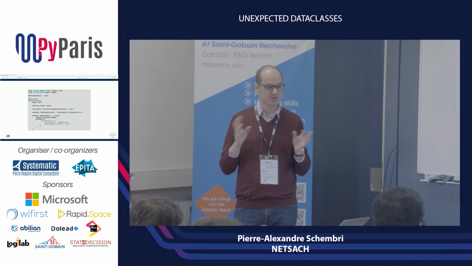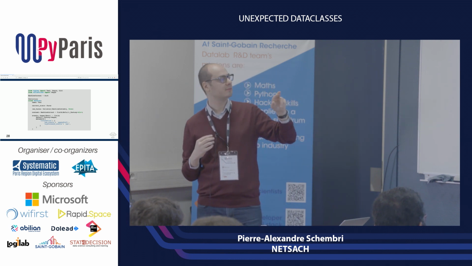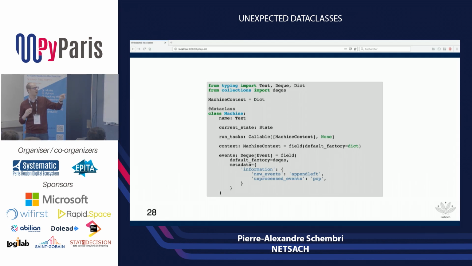So, context, it's a dictionary. But I did not use the dict type annotation. I say, no, it's a machine context. And why did I do that? Because when I call run tasks, I don't want any type of information. I want the machine context. So I define the type machine context as a dict, and I say, okay, run task will take machine context, and context is my context. It's my information. And keep in mind, there is no functionality. It's just information for developers to help them write tests, then write an implementation.